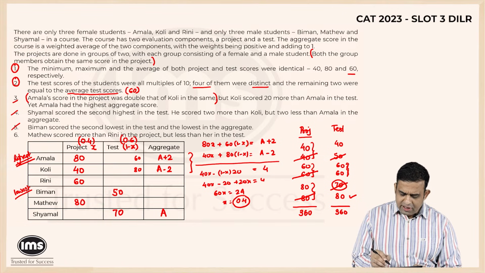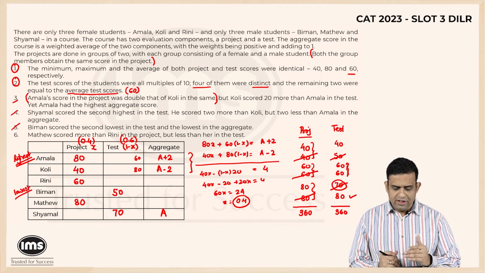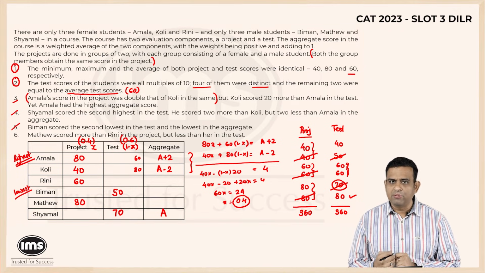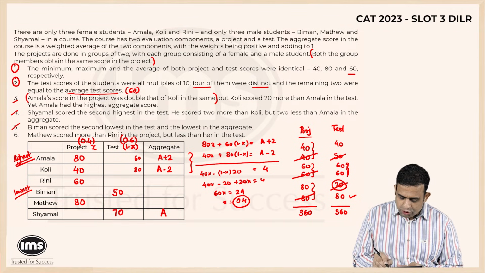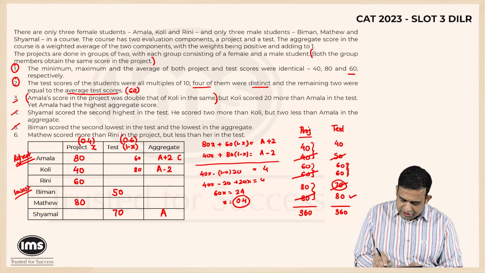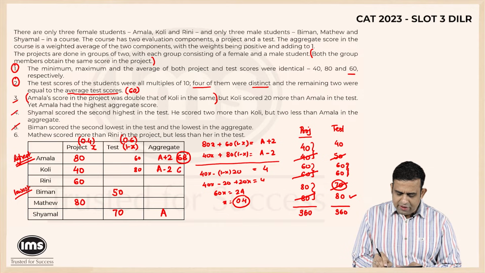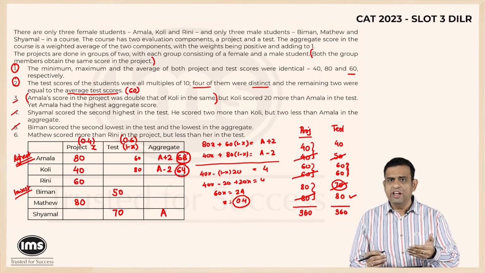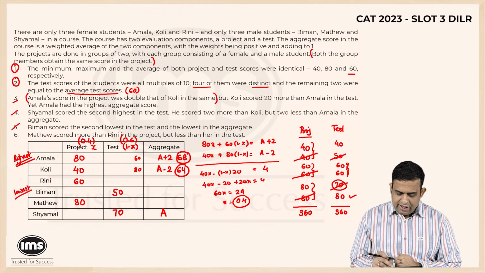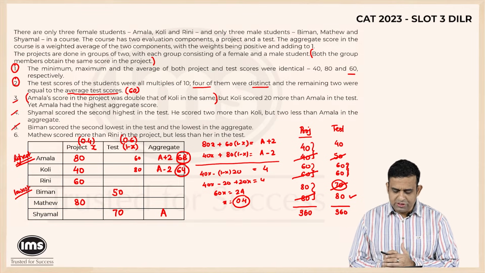And with this, we can easily find out the aggregate. For the aggregate marks of Amla, one can say 80 into 0.4 is 32. 60 into 0.6 is 36. 36 plus 32 will give you 68. So A plus 2 becomes 68. If this is 68, then A minus 2 definitely has to be 64. There's no need to check, but one can verify again. 40 into 0.4 is 16. 80 into 0.6 is 48. So 16 plus 48 is equal to 64.